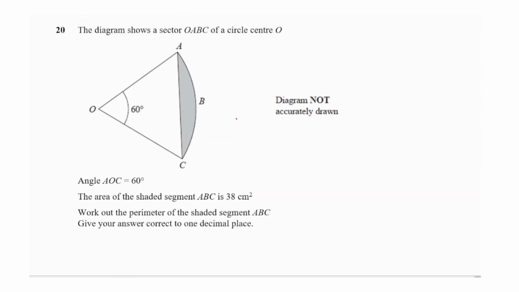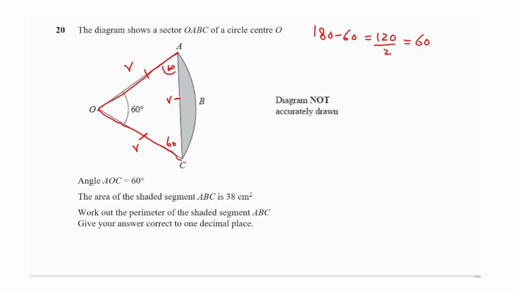Before starting this question, this is a sector. OA is a radius, OC is also a radius. So these two lengths are the same, which means these two angles are the same. If you do 180 take away 60, you will get 120, divided by 2 is equal to 60. So this angle is 60, this angle is 60. It means all angles are 60, so this is an equilateral triangle. So AC is also a radius as well.